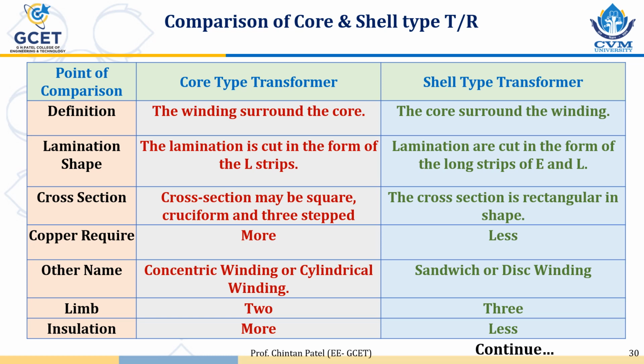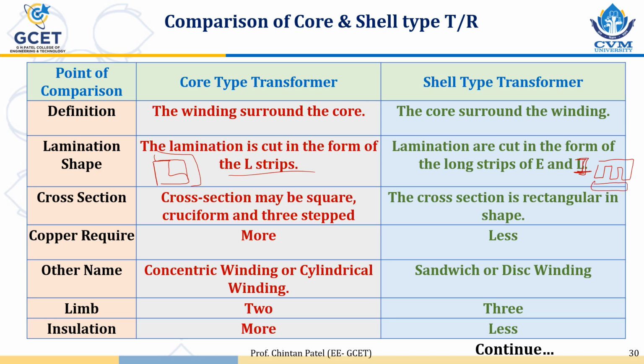There is a comparison between core type and shell type transformer. Definition: in core type the windings surround the core. In shell type, core surrounds the winding. Lamination shape: the lamination is cut in the form of L strip. So here two L strips are joined together to prepare the core. Here laminations are cut in the form of long strips of E and I. So this type of laminations are there, E and I.